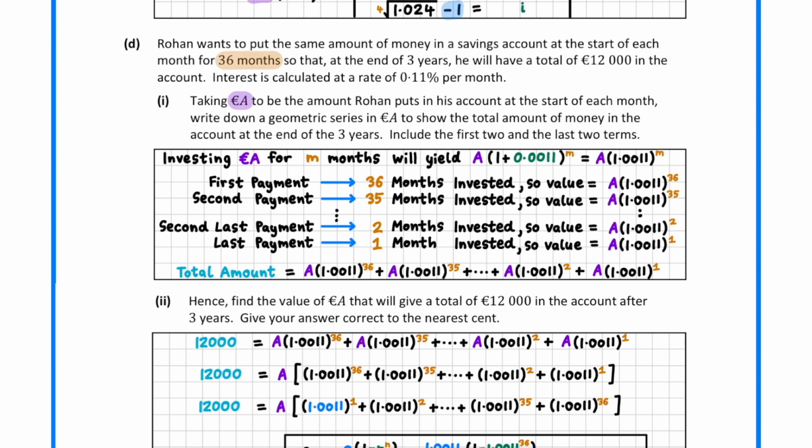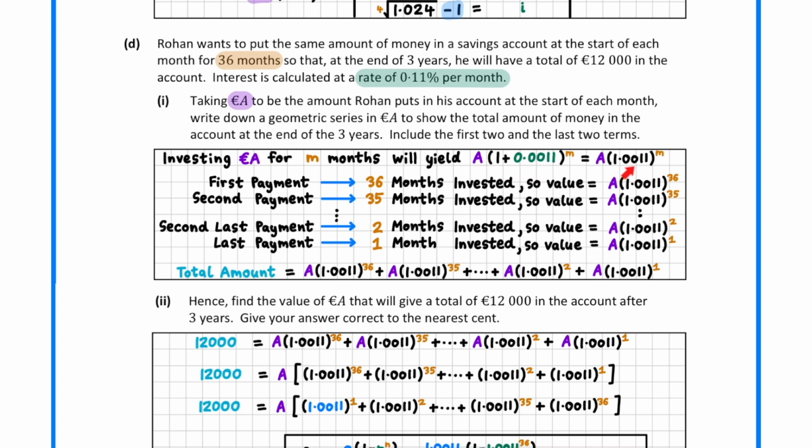In DI, Rowan is making a monthly deposit of €1 into a savings account each month for 36 months. We must express the final amount in terms of a geometric series. The interest rate is 0.11% per month, which is 0.0011 as a decimal. Using the compound interest formula, investing €1 for m months will have a value of A times 1.0011 to the m.